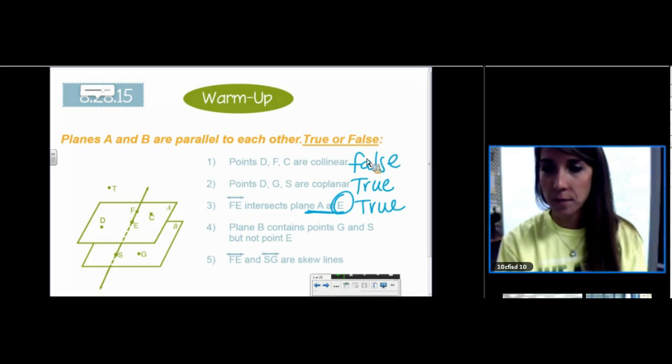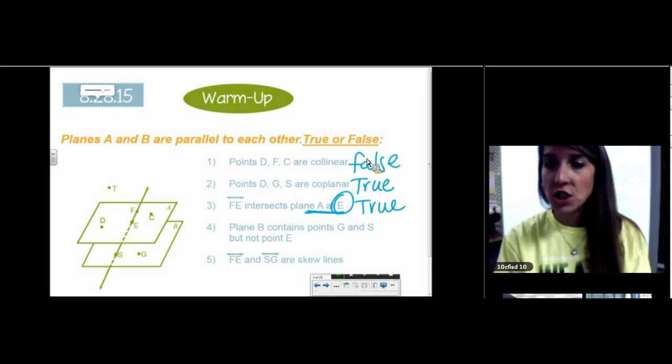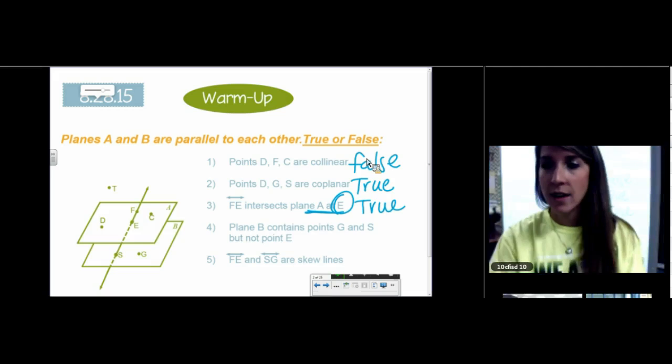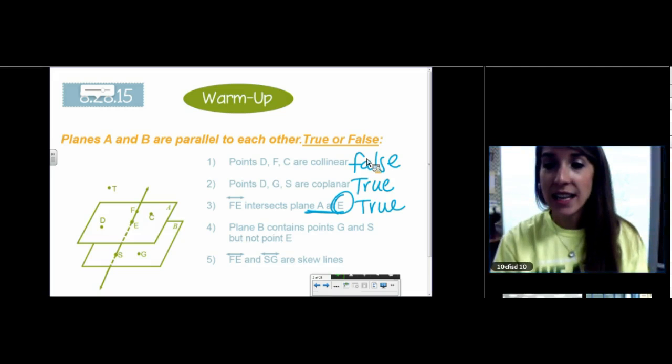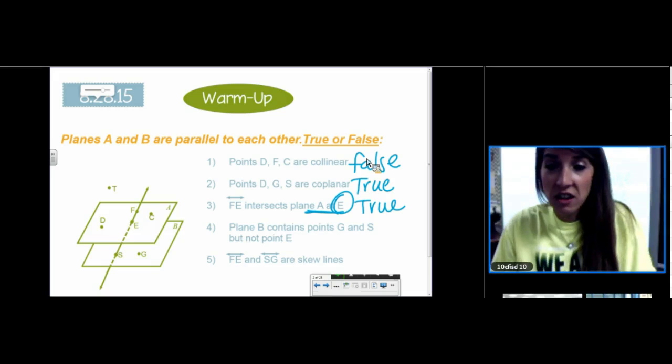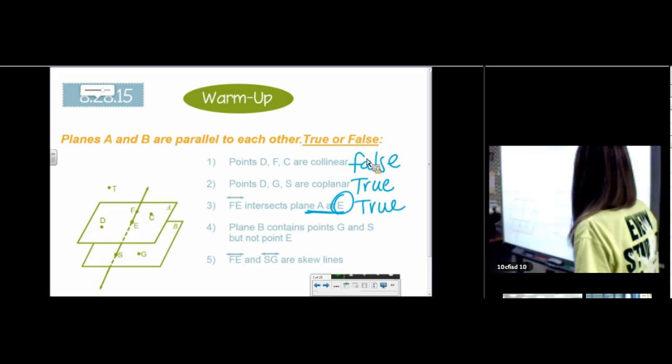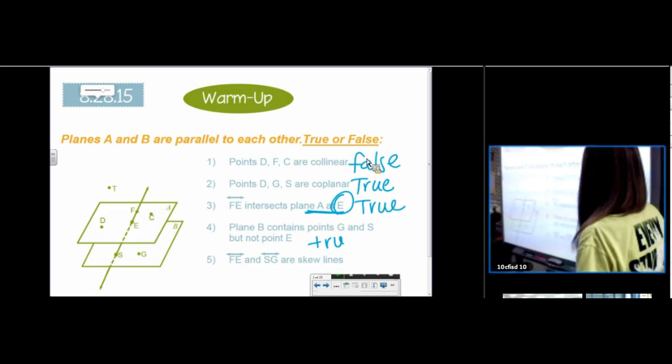G is in plane B, check. S is in plane B, check. E is in plane A. So that's true, yeah. This is not a difficult warm-up.